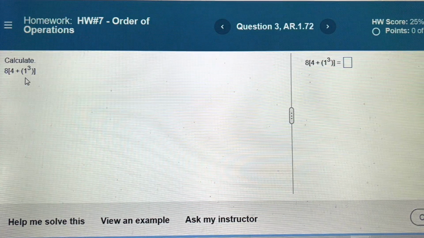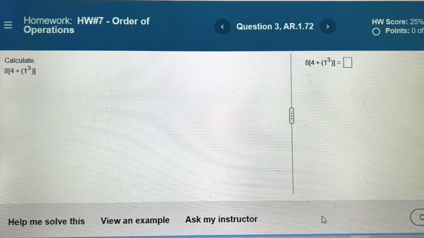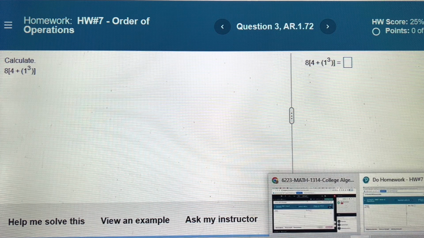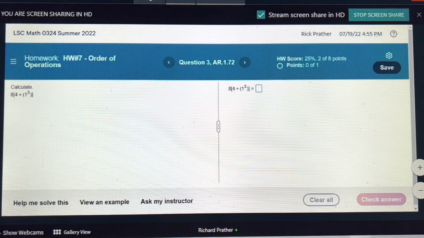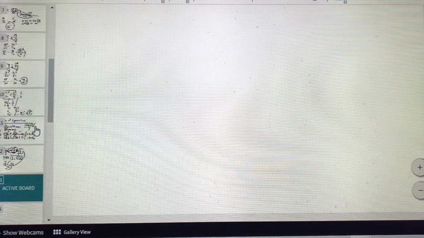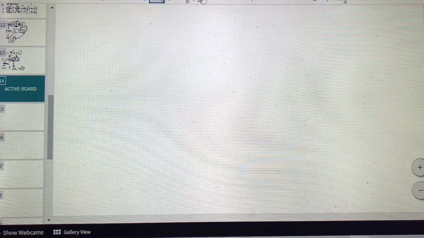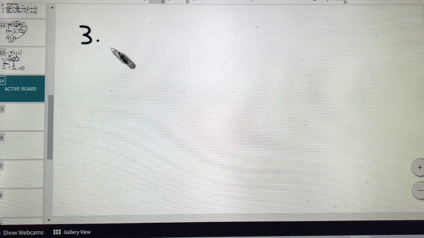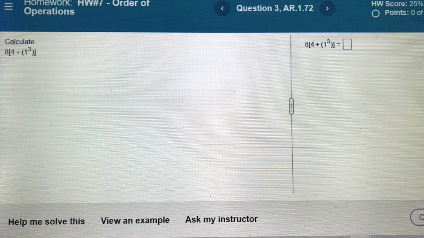Number 3, now it's starting to get good. Now we've got all 4 levels of the order of operations. There's parentheses. In fact, there's parentheses inside of parentheses. There's an exponent, there's a plus, there's a times. We have all 4 levels now. Not every problem has all the levels either.